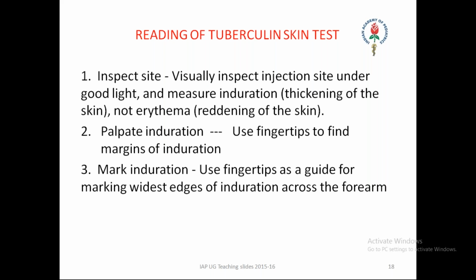Next, coming to the reading of the tuberculin skin test. Inspect the site visually. First, do the site inspection under a good light, and after that you measure the induration, that is the thickening of the skin, not the erythema. It is not the reddening of the skin, it is the thickening of the skin. Palpate the induration. Use fingertips to find out the margins of induration. Mark induration. Use fingertips as a guide for marking the widest edges of induration across the forearm.